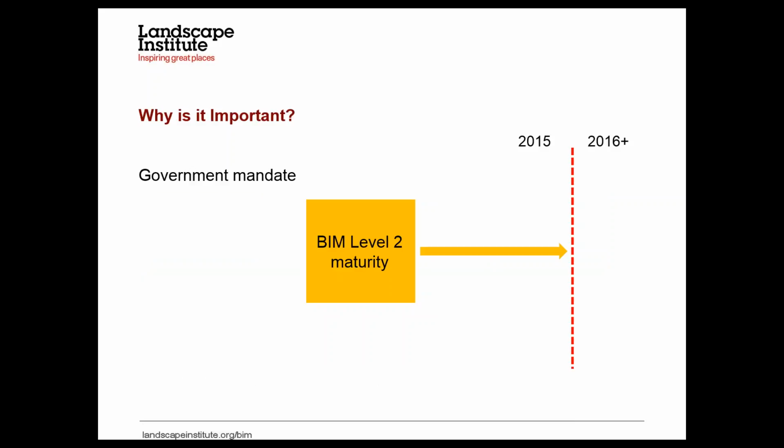Why is this important? It's important firstly because the government said by the start of 2016, that deadline's been pushed a little bit onto sort of May, June time next year. But by next year, the government wanted to make sure that people engaged in the construction process, particularly on the government and the public sector side, were delivering level 2 BIM maturity. So there's been this push from government.